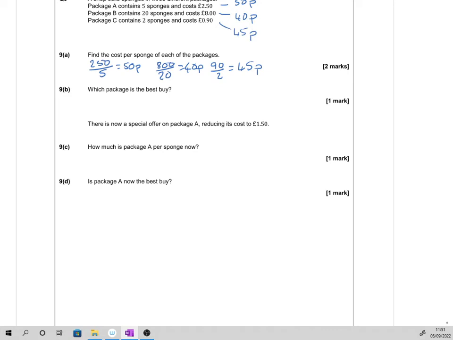Okay, which is the best buy? The best buy is the 40 pence one, which is pack B. There's now a special offer on A, reducing its cost to 150. How much is package A per sponge now? So it's 150 divided by 5, which has now come down to 30 pence. Is package A now the best buy? Yes.